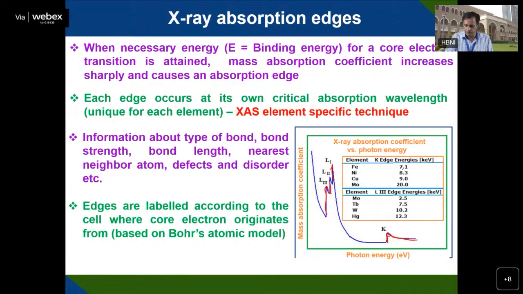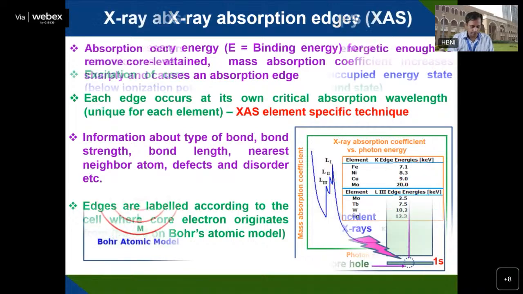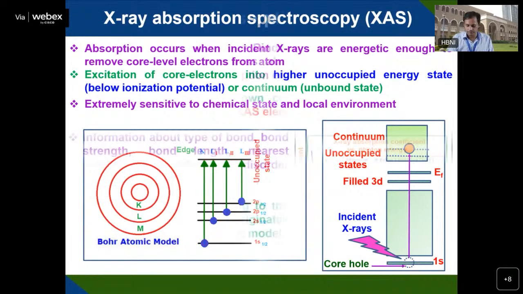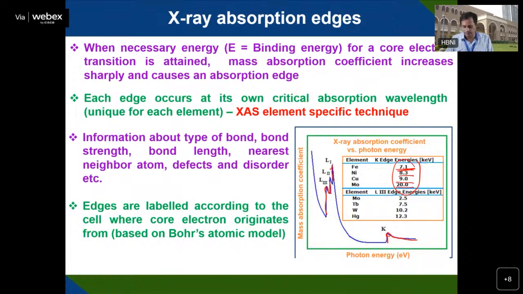You can see here the K edge of Fe is 7.1, nickel is 8.3, copper is 9.0, and molybdenum is 20 kiloelectron volts. The difference is large in between. They have a unique characteristic, so if you identify a particular K edge, you are able to identify the material also. Edges are labeled by the shell from which the core electron originates. If it originates from the K shell, it is called the K edge; similarly, the L shell gives the L edge, so L1, L2, L3 edges you can get.